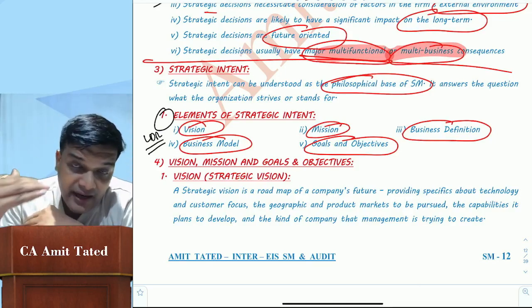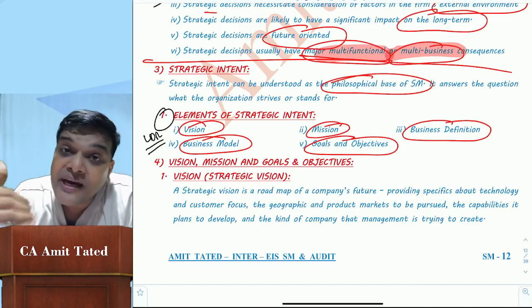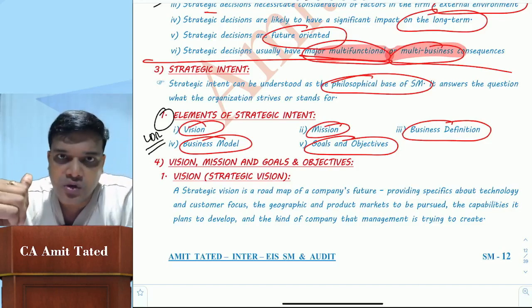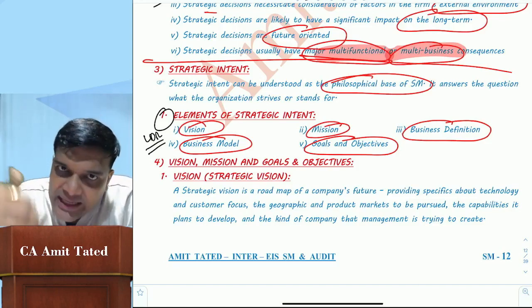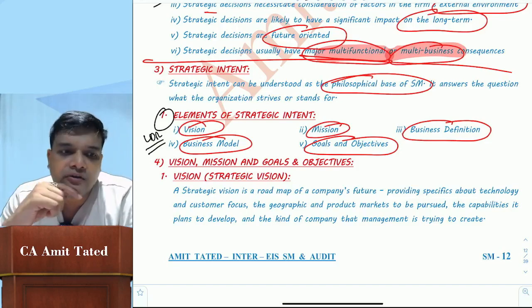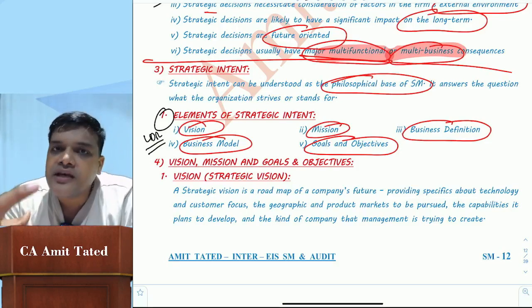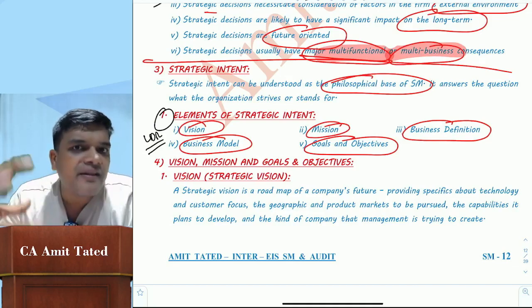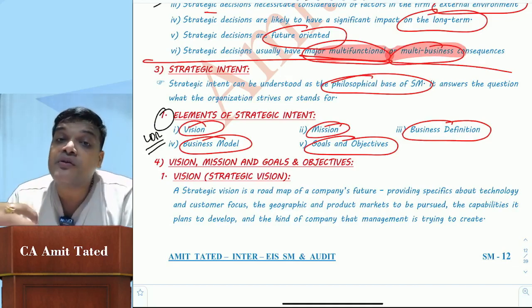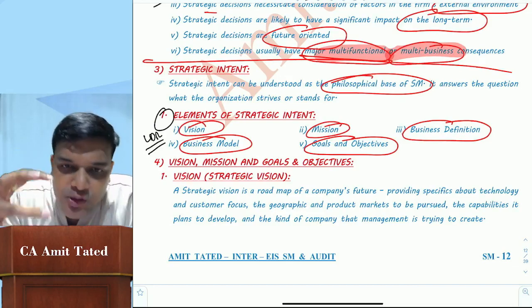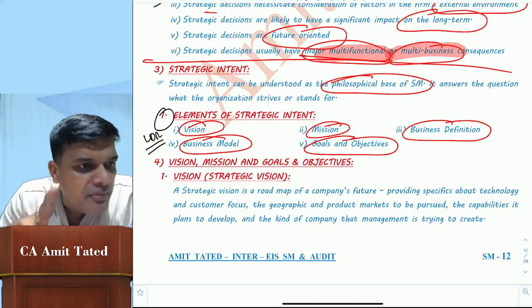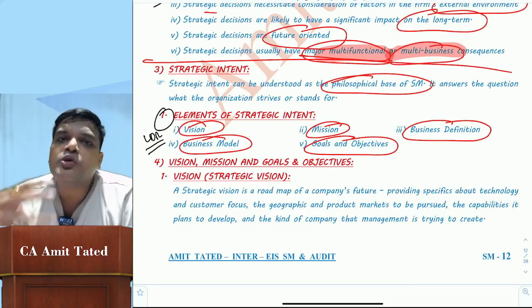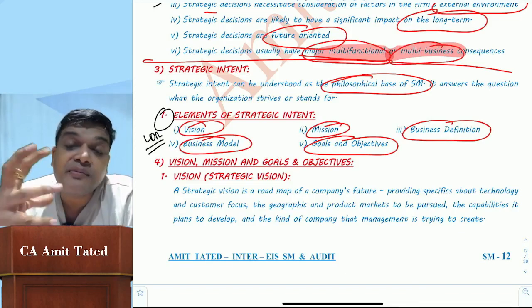Second point, most important. To become a CA is your goal. And to clear CA Inter is nothing but your objective. So goals and objectives are a long term and short term concept. Goal is a long term concept. Objective is a short term concept. Example, right now your objective for November 22 is to clear the CA intermediate examination. That is nothing but your objective.